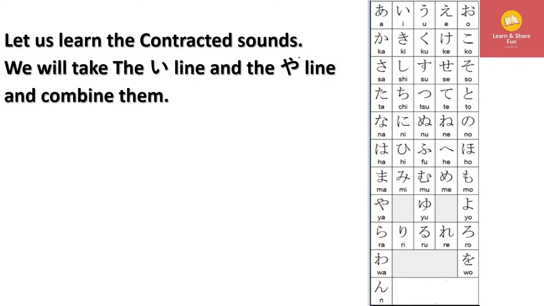and share fun. Now let's start with the learning of contracted sounds. Now let's start learning. Now let's learn the contracted sounds. We will take all the letters from the i line and all the letters from the ya line and combine them together. For example, take ki and combine it with ya. Then it will become kya.